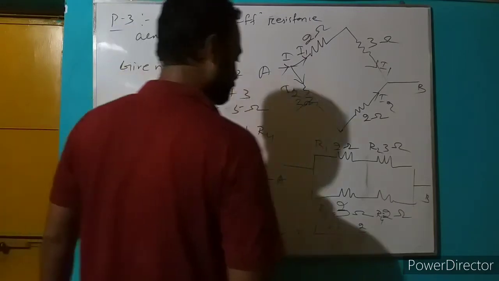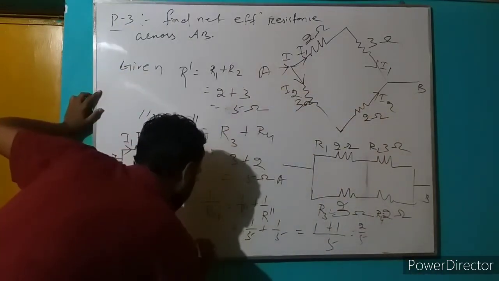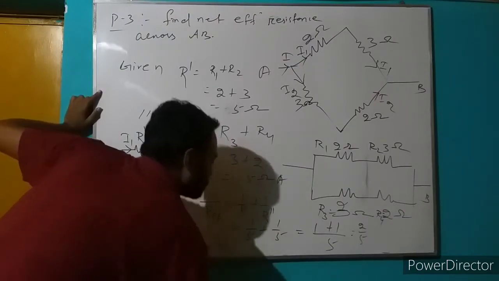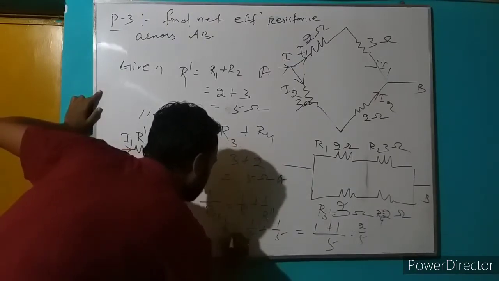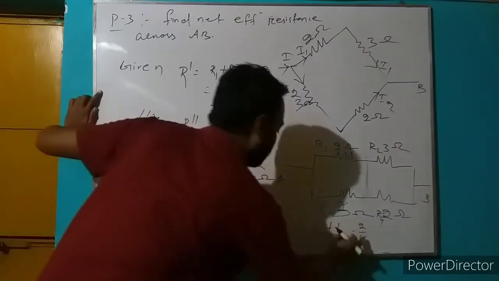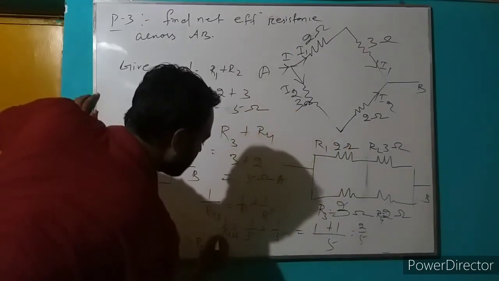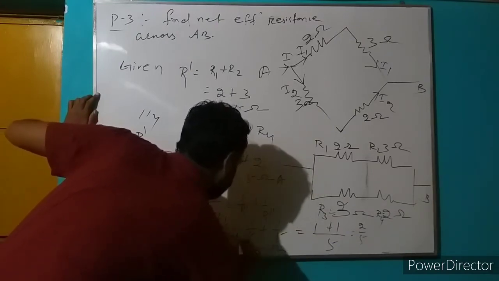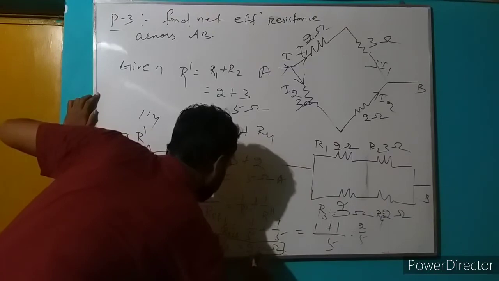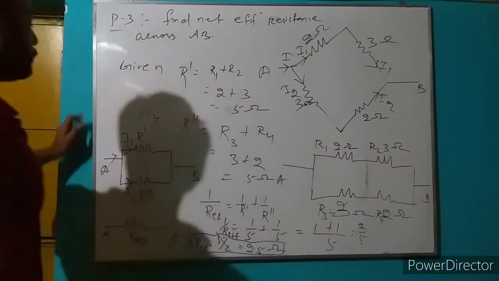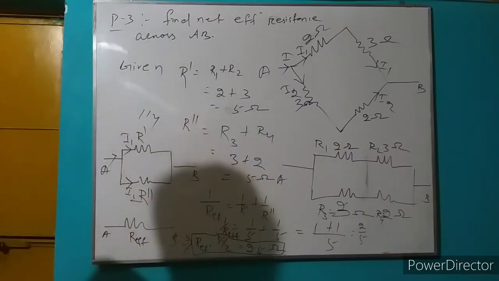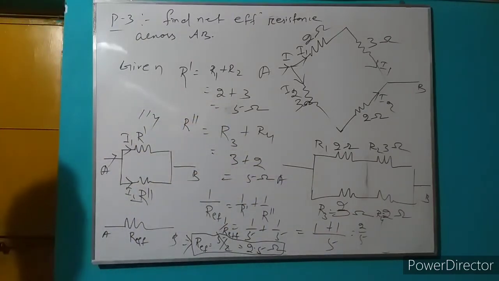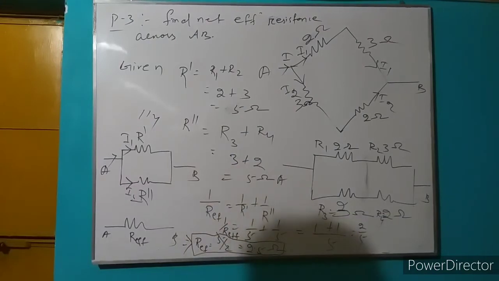That implies R effective equal to what? 5 by 2. So this one is 1 by R effective. Clear? 1 by R effective equal to 2 by 5. That implies R effective equal to 5 by 2, that is equal to 2.5 ohm. So the net effective resistance is always less than that of the two resistances when they are connected in parallel. Please note it. Then I will solve another problem quickly.